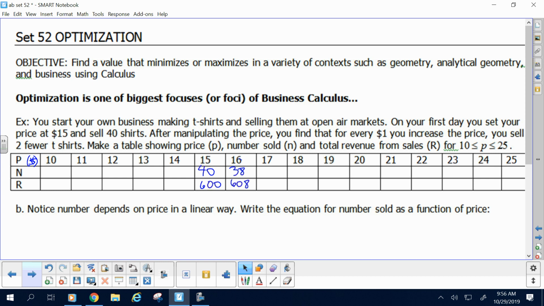Oh wait, we're losing cash now. Oh boys, it's going down. The sweet spot was 17 and 18.